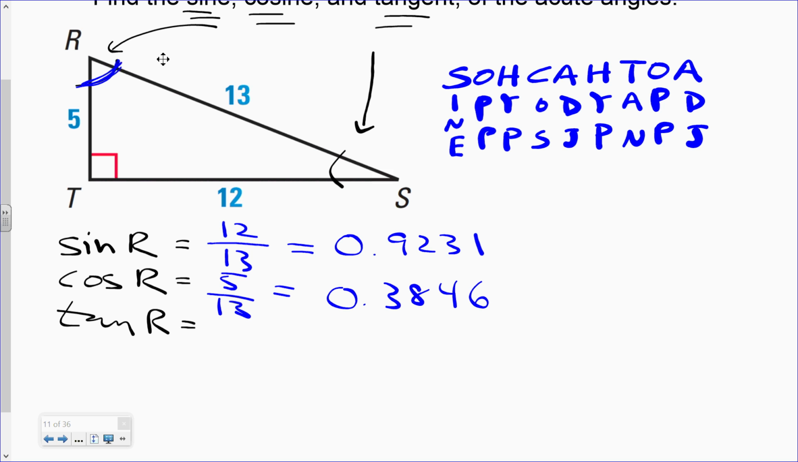Now let's do tangent of R. SOHCAHTOA. Tangent says opposite over adjacent. So opposite of R is 12, over adjacent, though, careful. What's the adjacent of R? 5. 12 over 5. So it'd be what? 2 point what? All the way. It stops at 4? Yeah. Cool. So we don't have to round to the nearest fourth because it stops at 4 on the screen.